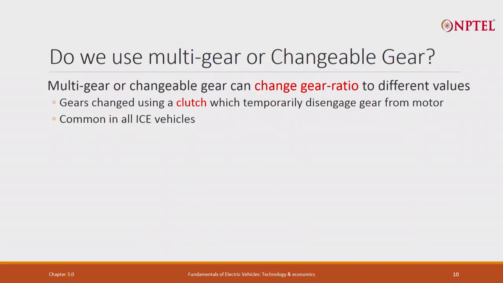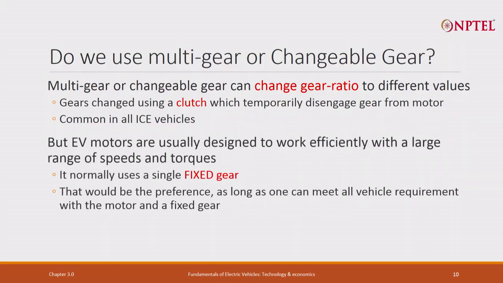So, as I say, do you use multiple gear or changeable gear? Multi-gear or changeable gear can change the gear ratio. So, the n can keep changing, that is what happens. Basically the clutch is used. If you are doing it manually, you need a clutch, you press the clutch and the gear disengages, you change to another gear and engage it again, release the clutch. That is what is done, common in all ICE vehicles. EVs have a fixed gear, as I pointed out, and therefore less and less. There are some changeable gears once in a while.